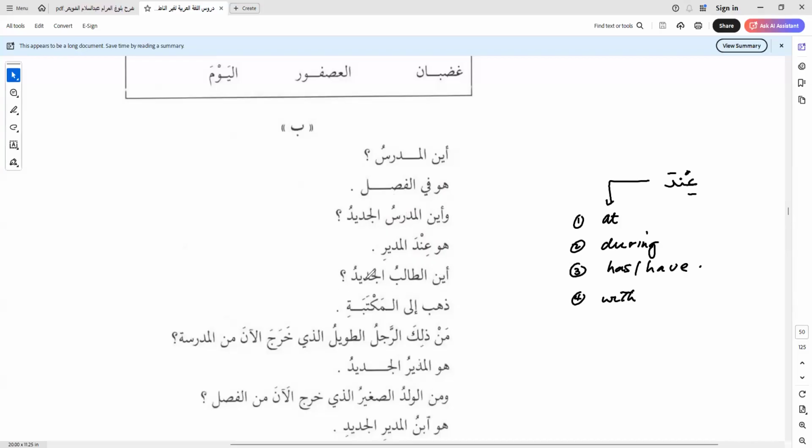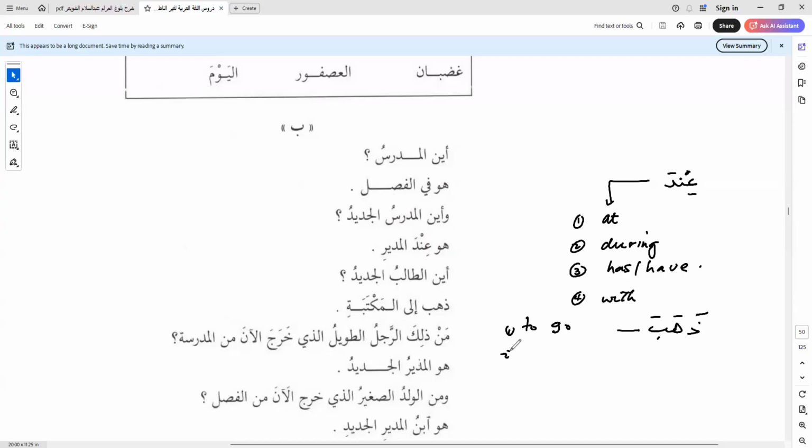أين الطالب الجديد? Look at it again. الطالب ألف ولام الجديد. ذهب إلى المكتبة. ذهب. This is the first verb we are encountering in the book. ذهب, to go.